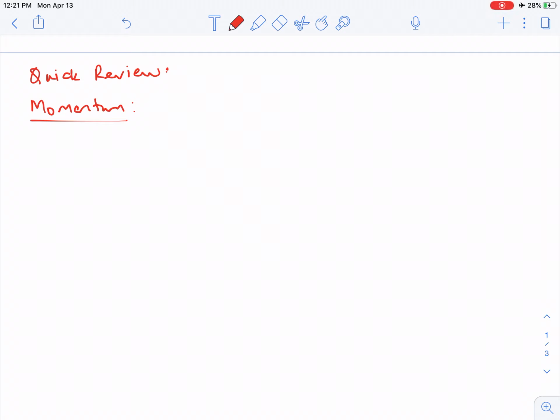Okay, next is momentum review. Again, quickly. So first of all, momentum for a particle is represented by little p, small case p, and that's the mass times the velocity of the object. But this is for a particle, okay?